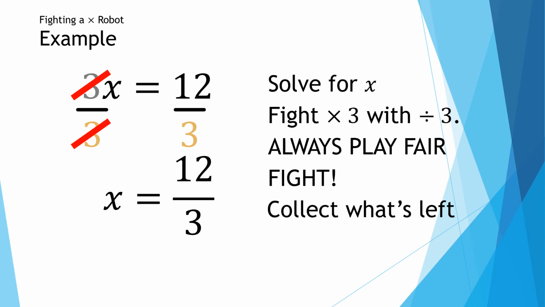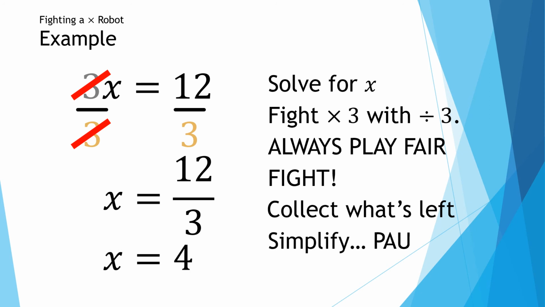Shiloh, do you know what 12 divided by 3 is? What number can I multiply 3 by to get 12? Count by 3s. Ready? Put up one of your fingers. 3, 6, 9, 12. So how many fingers do you have up? 4. x is equal to 4.